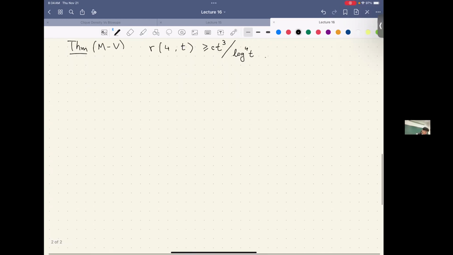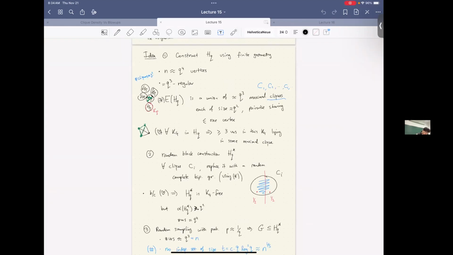And the idea is this random block construction. Okay, so let's see this idea.